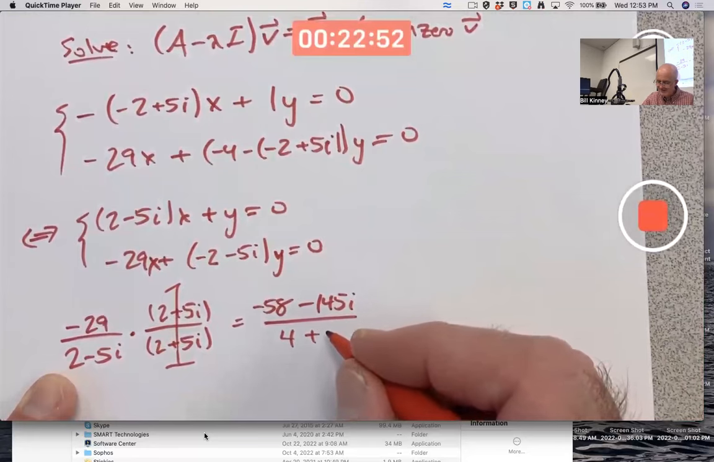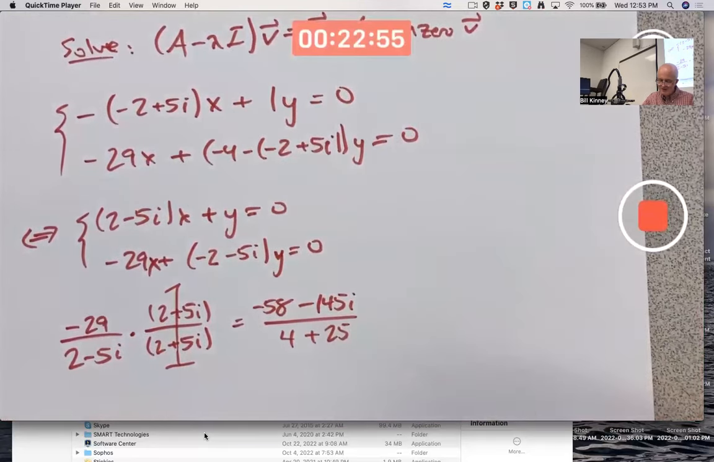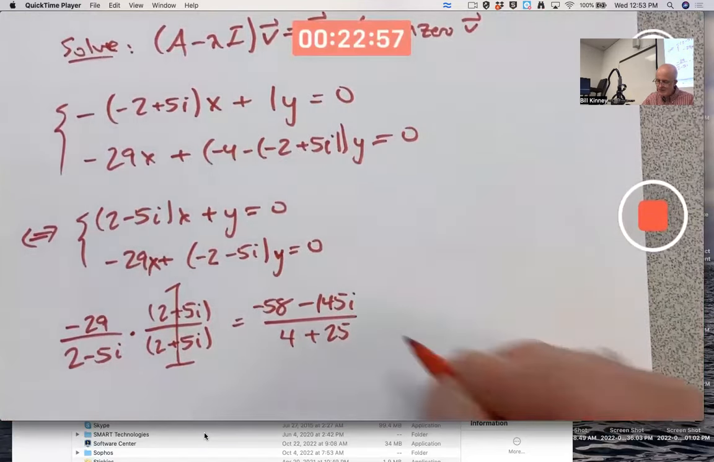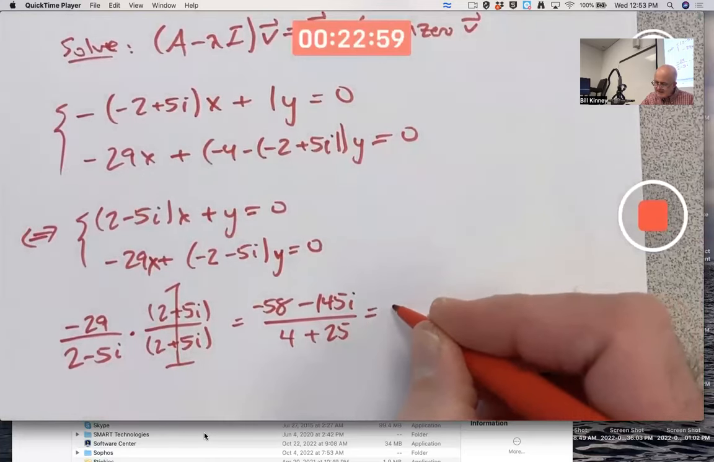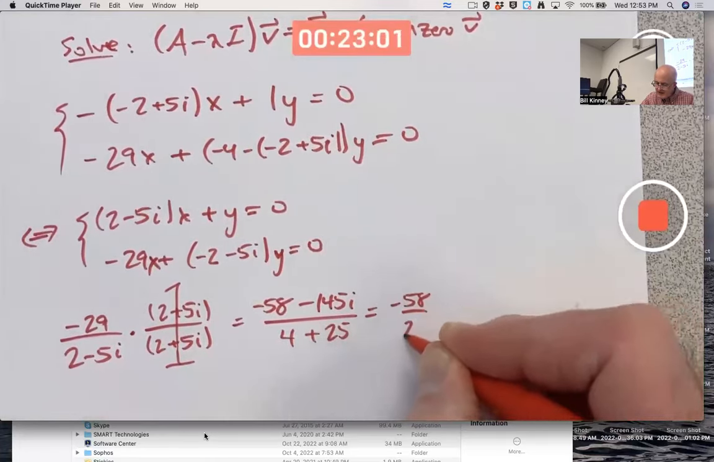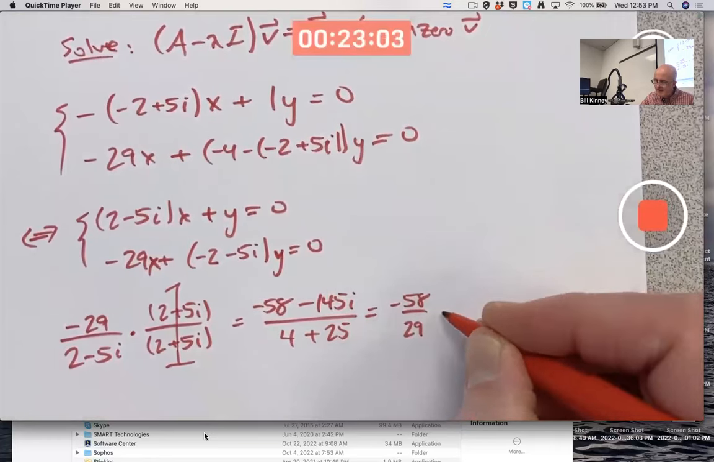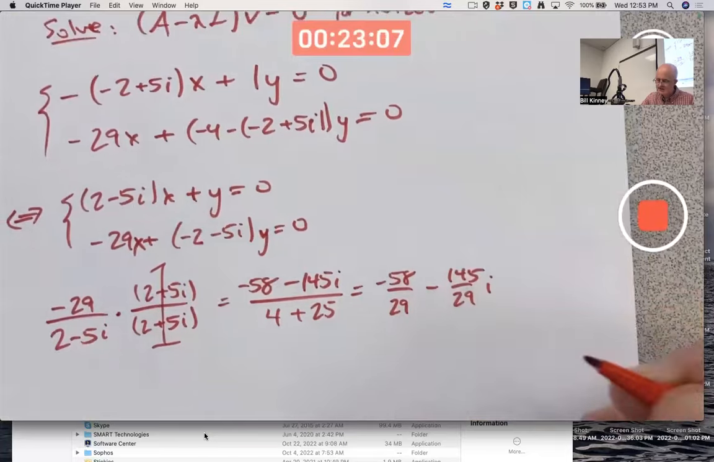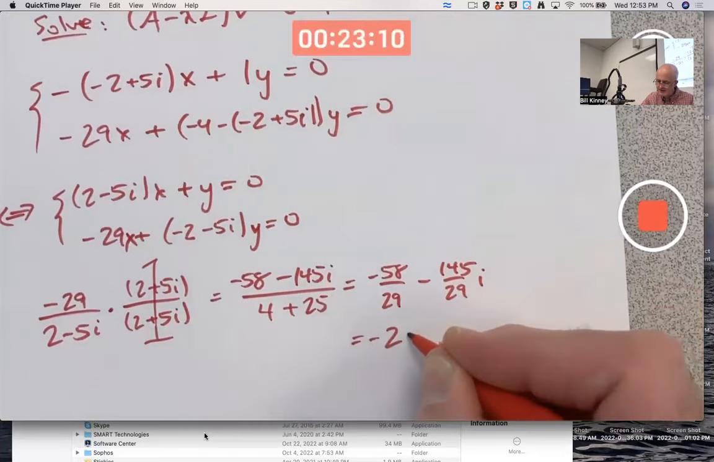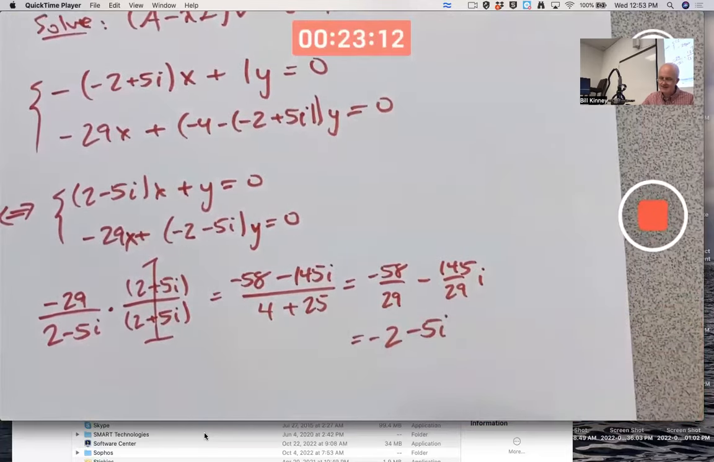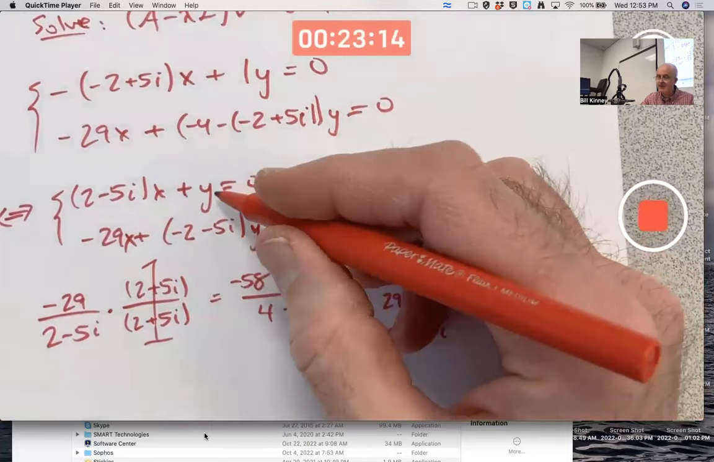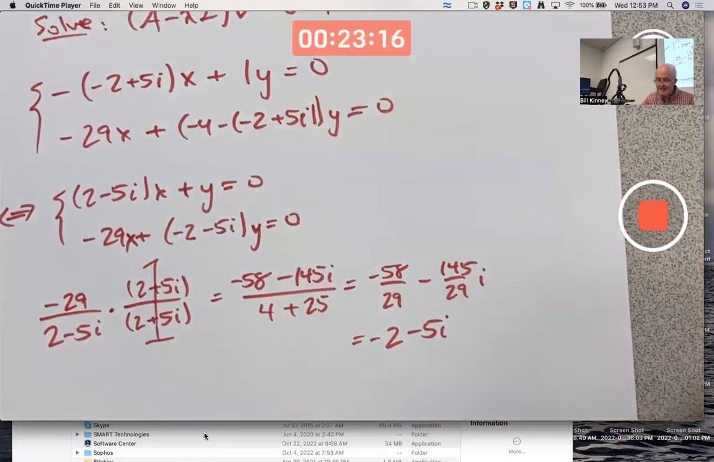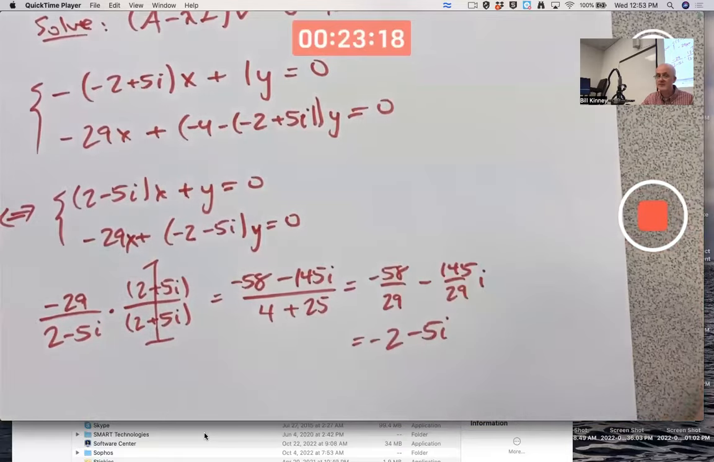4 plus 25. Oh boy, did I make a mistake? Oh, well, no, maybe not. Okay. This is negative 58 over 29. Okay, it's actually looking good. Minus 145 over 29i, and those fractions reduce to negative 2 minus 5i. Yeah, same as negative 2 minus 5i divided by 1. Amazingly, these are scalar multiples of each other, but the scalar is a complex number.